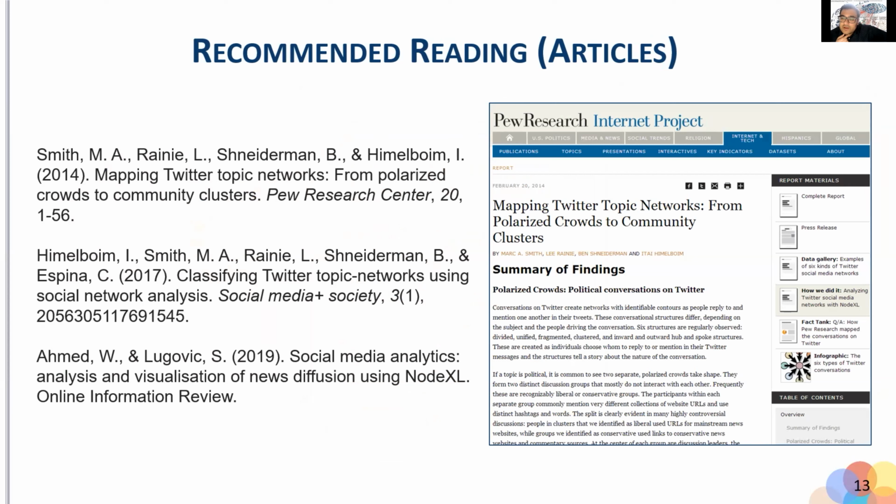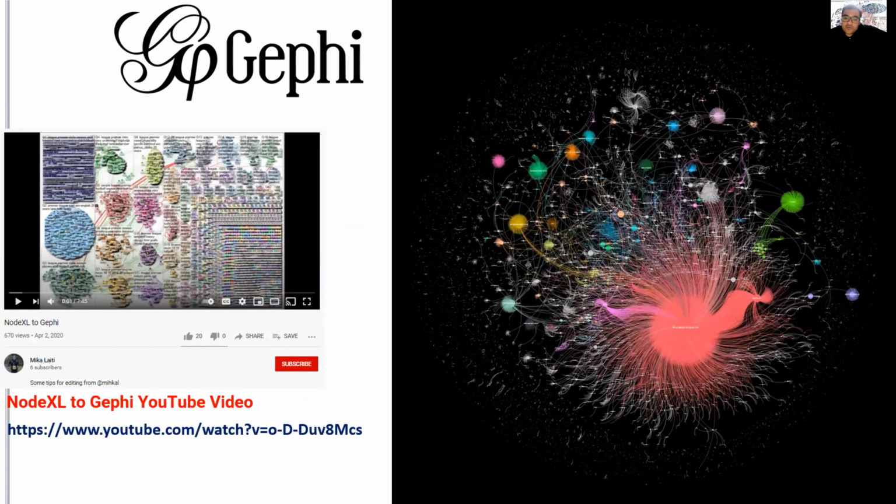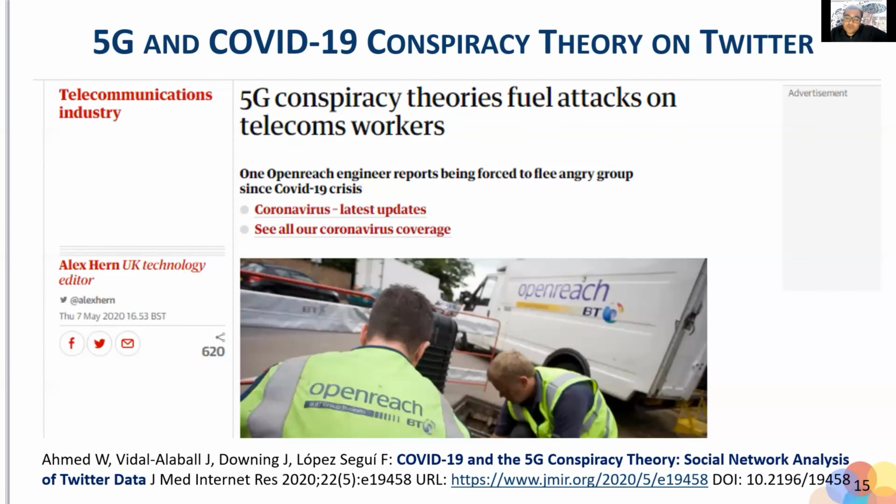There's also some other recommended reading by the Pew Research Internet Project titled Mapping Twitter Topic Networks from Polarized Crowds to Community Clusters. That will be worth checking out after this session. If anyone uses Gephi, there is material on YouTube on how we can take our NodeXL network data and put it into other applications as well. So there is support with other tools where we can take data out of tools like NodeXL and put those into the likes of Gephi and other software.